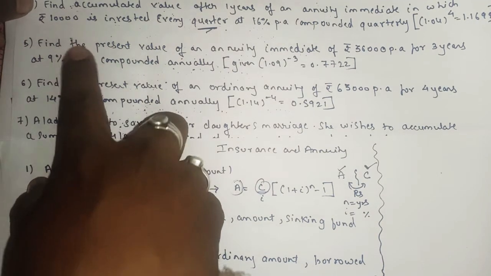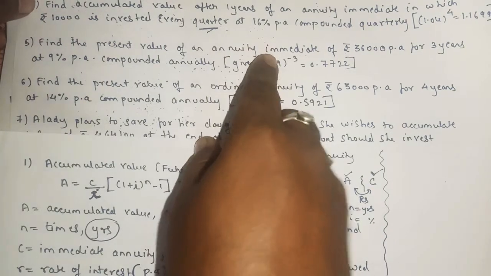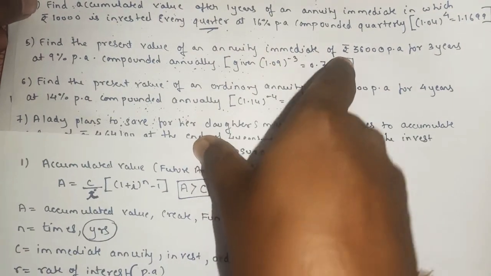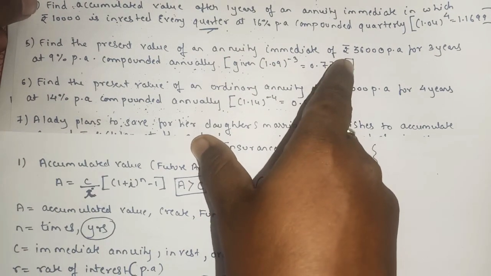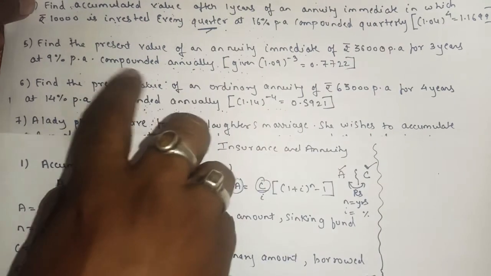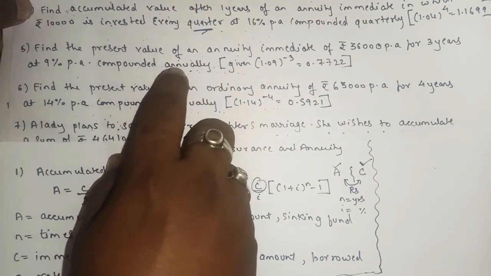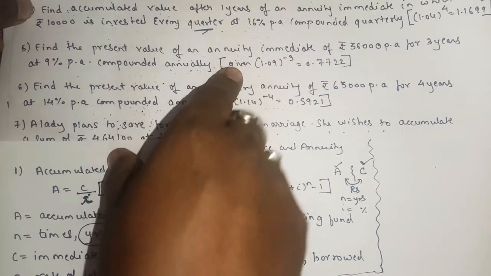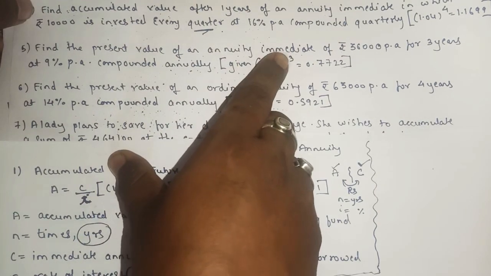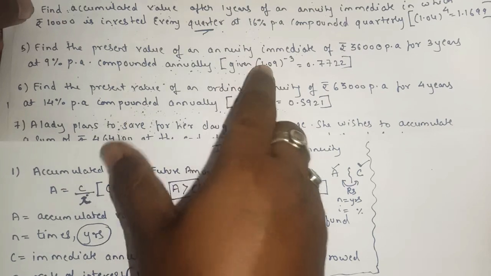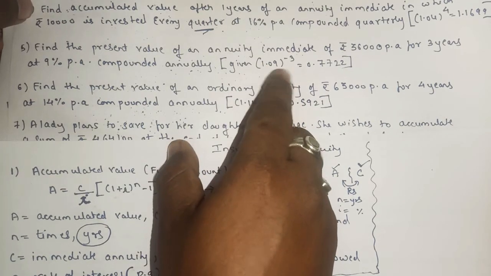Okay, so find the present value of an annuity immediate of rupees 36,000 for 3 years at 9% per annum compounded annually. Here also it has mentioned annually. Given value: 1.09 raised to minus 3 equals 0.7722.